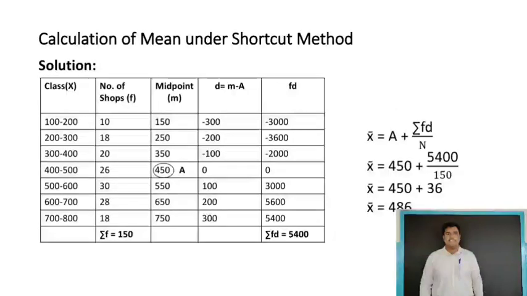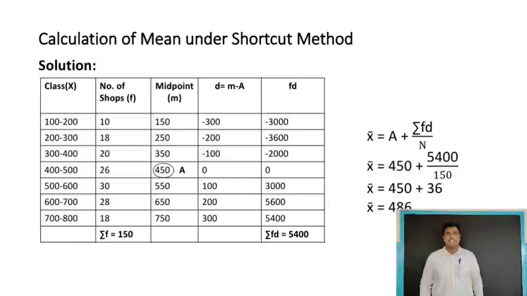Under the shortcut method, what we do here is, after the midpoint calculation we assume any one of the midpoints as the assumed mean, and with that assumed mean we calculate d is equal to midpoint minus a. So after the calculation of d, we multiply d with frequency to calculate fd and take a summation, that will be sigma fd. So the formula is a plus sigma fd by n.